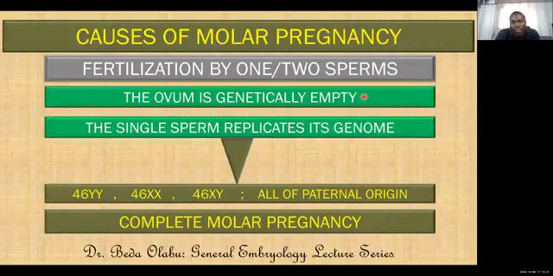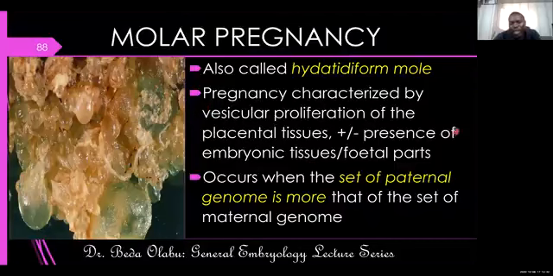So once again, when we talk of molar pregnancy, that type of pregnancy will be characterized by abnormal proliferation of the placental tissues. You may have fetal tissues or you may not have fetal tissues. If you have fetal tissues, then it means that the maternal genome was present. We call that partial molar pregnancy. If there are no fetal tissues, it then most likely means that the maternal genome was absent for whatever reason. And that's what we call complete molar pregnancy.